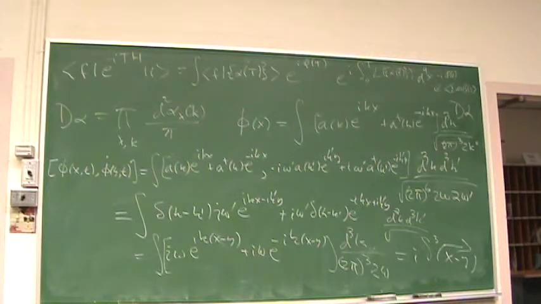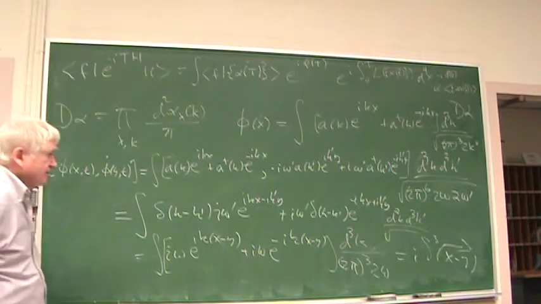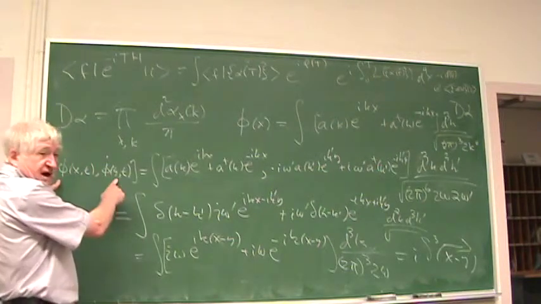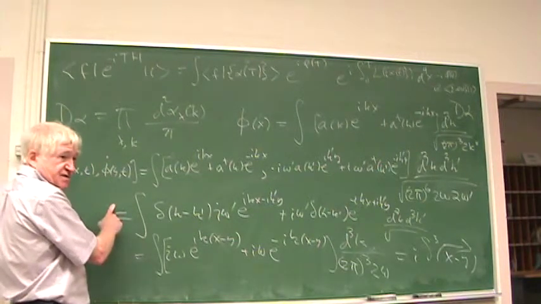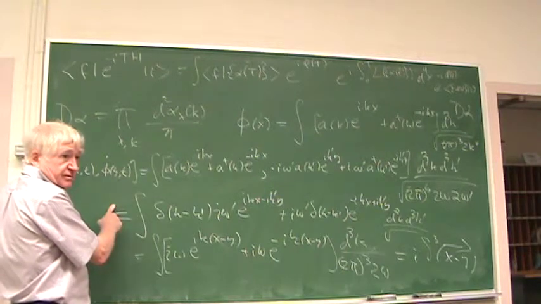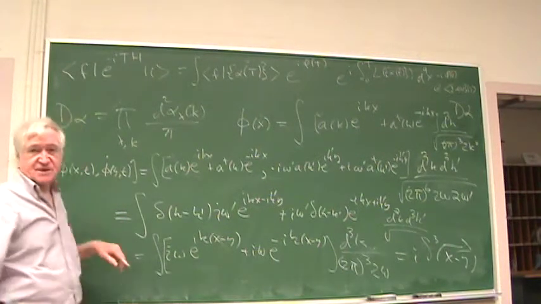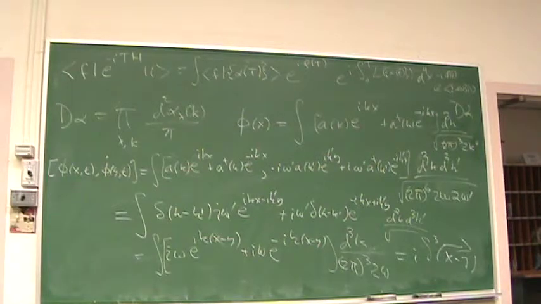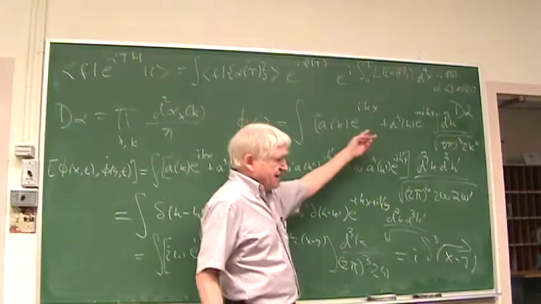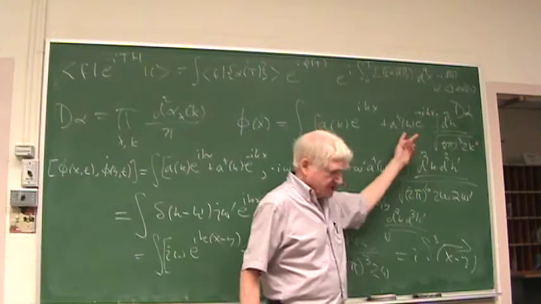And what I should maybe assign as a homework problem is to show that [phi of x, phi of y] is zero and [phi dot of x, phi dot of y] is zero. Or I could do it explicitly in class. But I think maybe it's better for you to do it as a homework problem for next week. So this is why this relation is right.